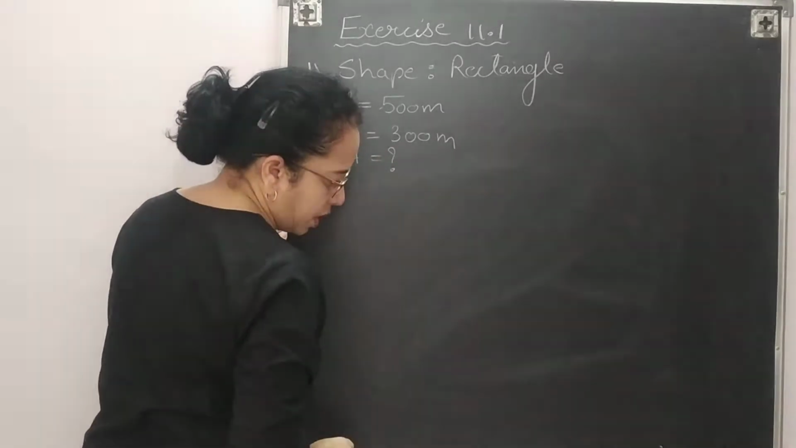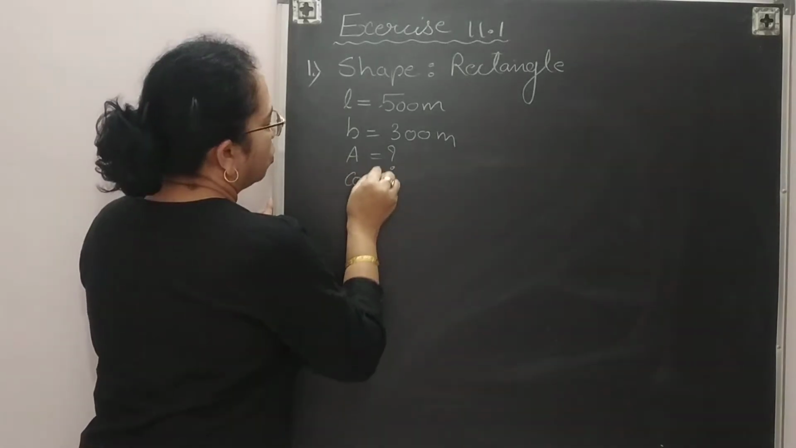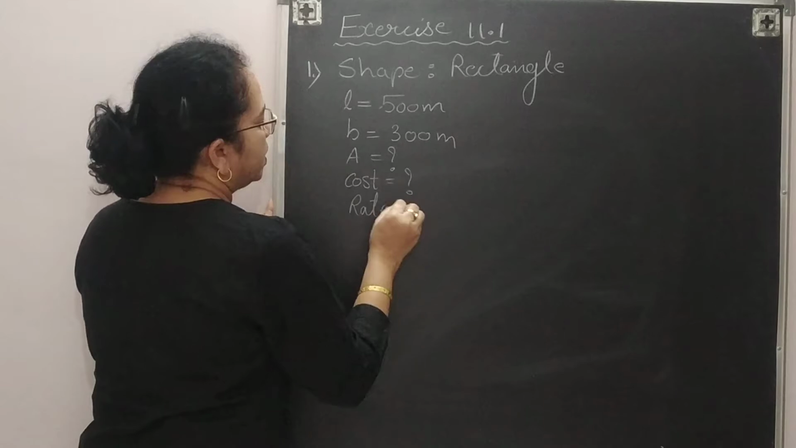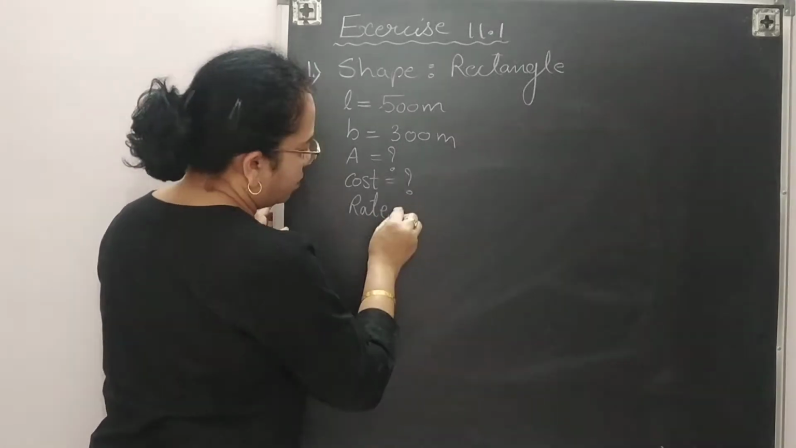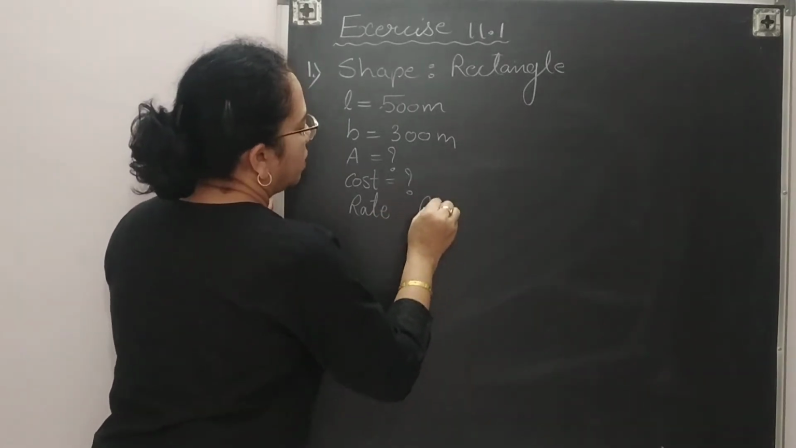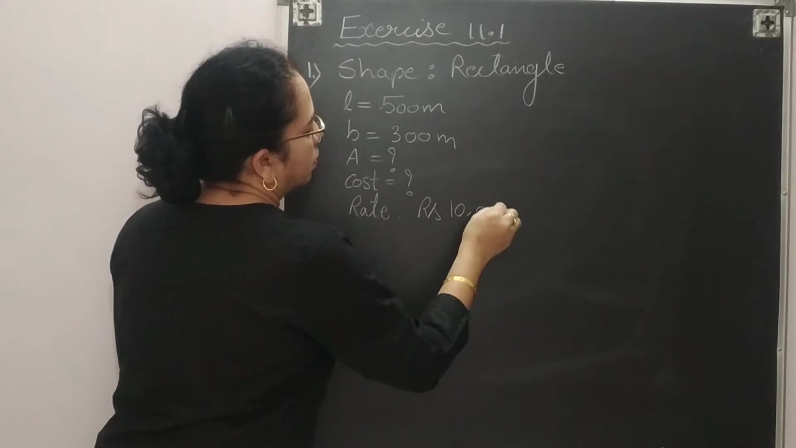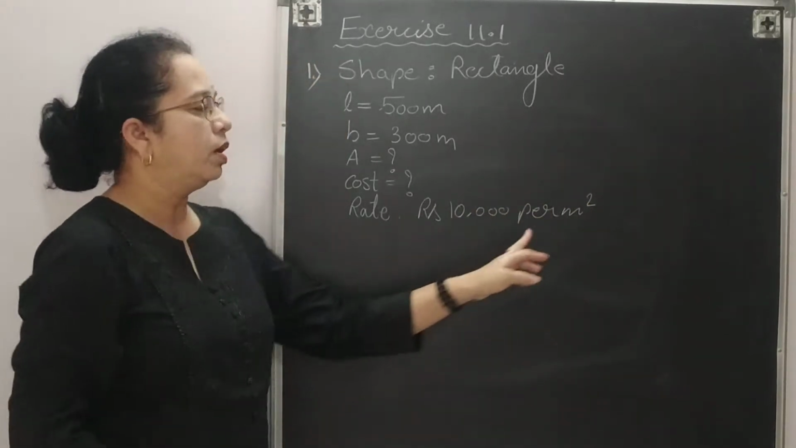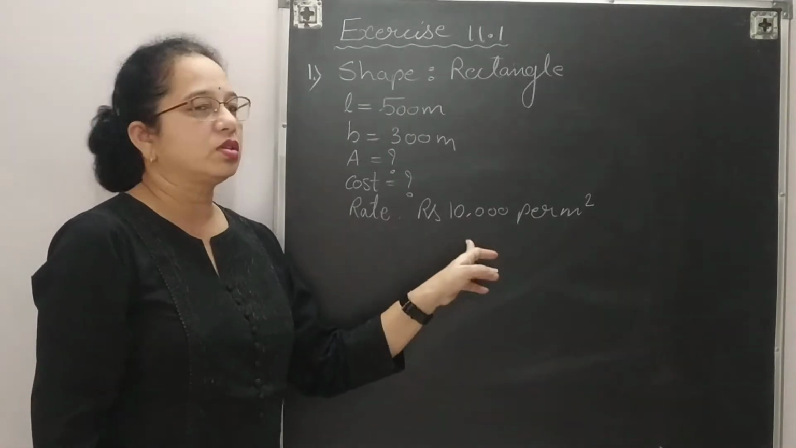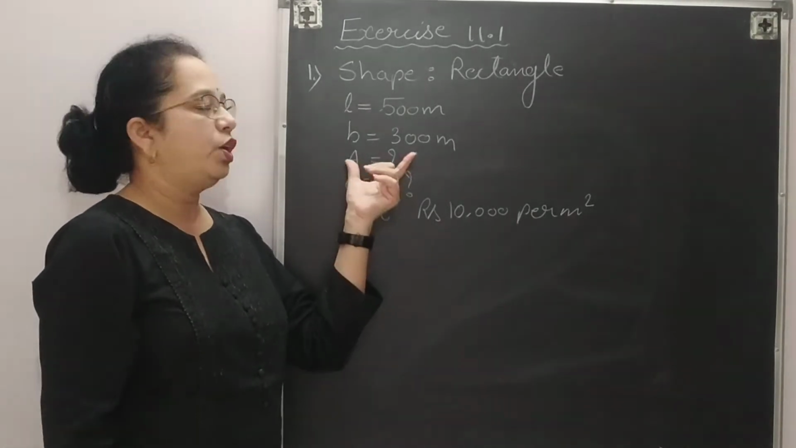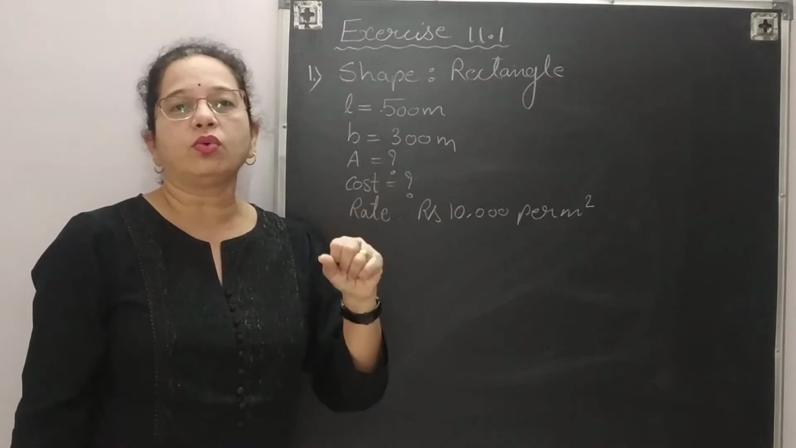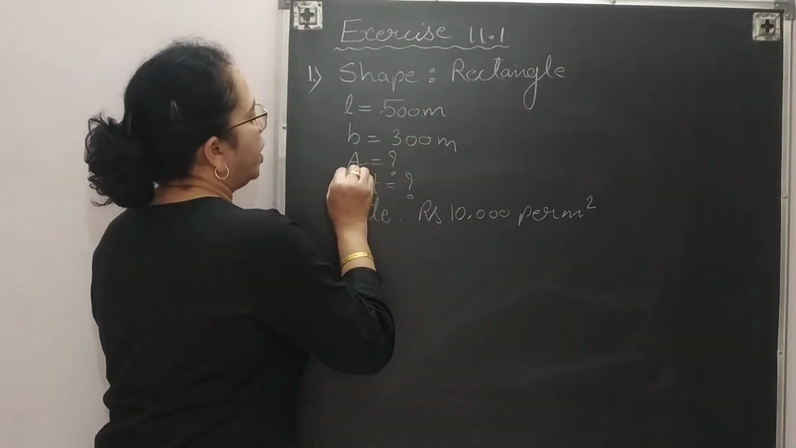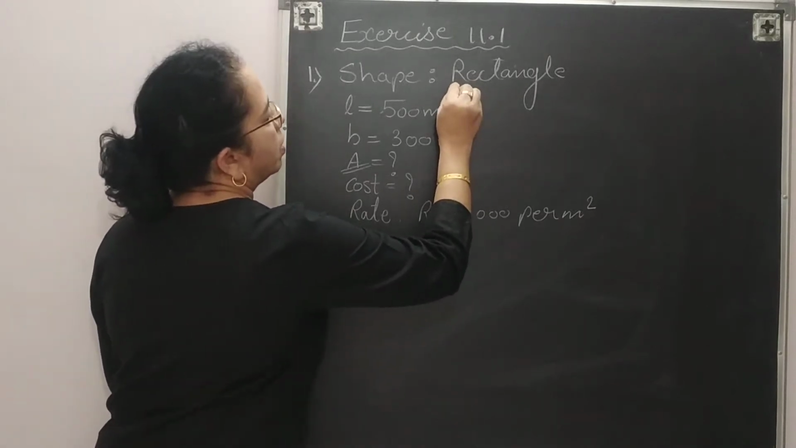Area is question mark, and cost also you need to find, and for cost the rate is given. So the rate is given here, rupees 10,000 per meter square. What does it mean? 1 meter square cost is 10,000 rupees. So we need to find out the area and we will find out the cost for that much area. Okay.